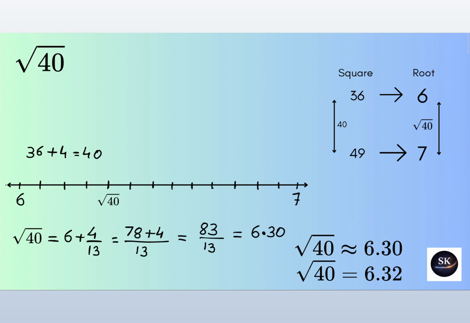To get to 40, we would have to travel 4 numbers from the lower square 36. So to get to 40, we travel the 1/13th distance 4 times as well. So 6 plus 4 by 13 will give us root 40. The calculation is again the same: cross multiply 13 by 6 and add 4 to get 82 divided by 13, which yields the answer 6.30. The actual value being 6.32. We are very close without a calculator.